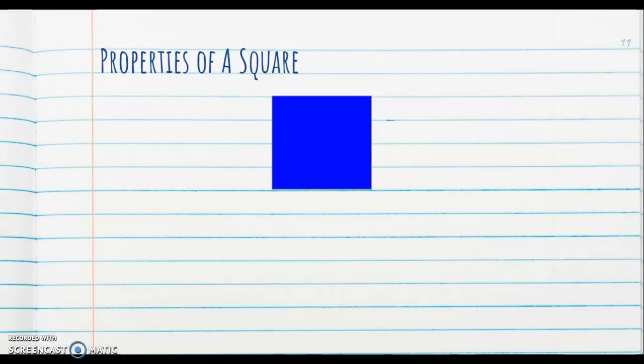We have a square. Let's start with our sides. Help me count. 1, 2, 3, 4. So a square has 4 sides. Now let's find out how many vertices or corners a square has. We have 1, 2, 3, 4. So all squares are going to have 4 sides and 4 vertices.